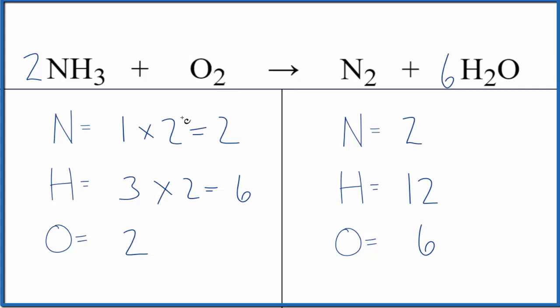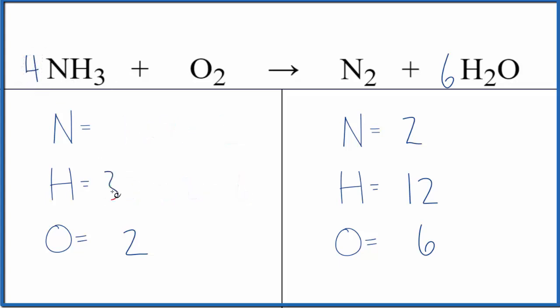So let's see what we can do here now for the hydrogens. It looks like if we change this to a 4, we just double it as well, that should fix the hydrogens. So 3 times 4, that would give us 12, and then 1 times 4, we'd have 4 nitrogen atoms. But we're close now, because we could just double the nitrogen. 2 times 2, that would give us 4.